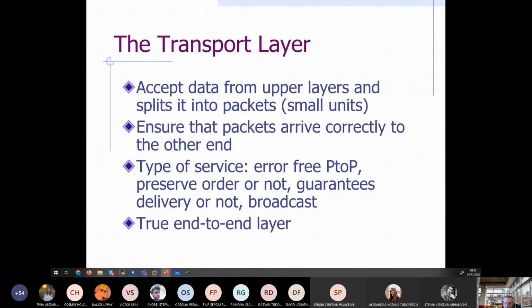The transport layer is where the actual TCP and UDP are implemented. It takes data from the upper layers and splits it into smaller units. At this level, we are talking about segments. On UDP, we are talking about datagrams, the unit of transfer, or packets.